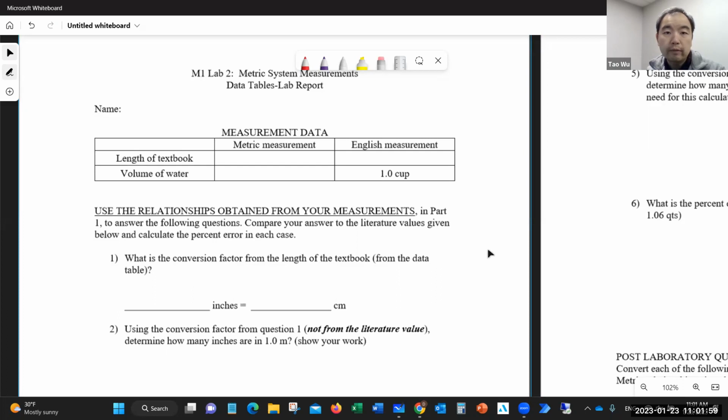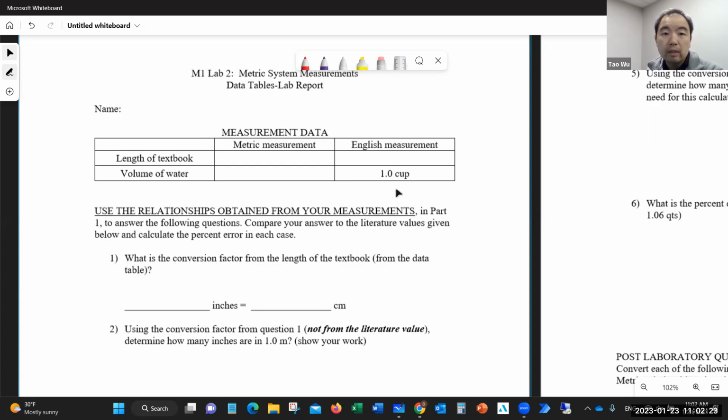I'm going to give you some instruction about how to do the first lab. The first lab is generally about unit conversion or unit analysis. You convert one of the units to another. So here, this is the lab template.